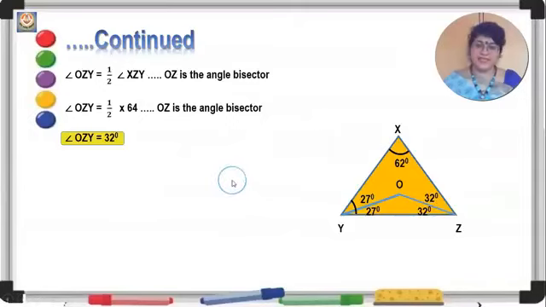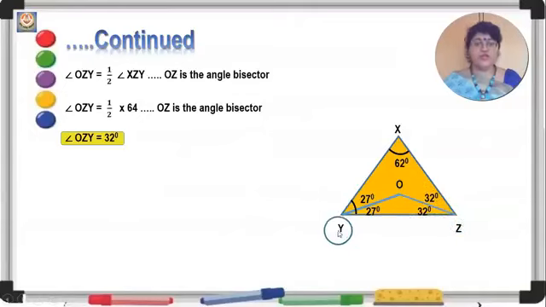I hope it is clear till here. So 62 degree was already given to you. This complete angle was also mentioned. We found out the measure of this, and then since OZ is the angle bisector, we got it as 32 degree and 32 degree. Now what next? They've also asked you to find out the measure of angle YOZ.